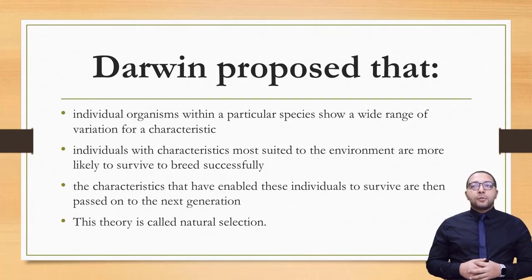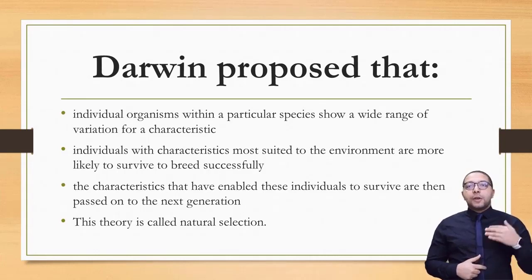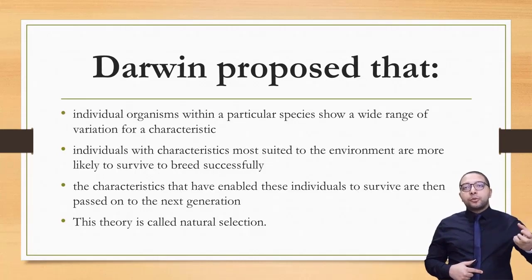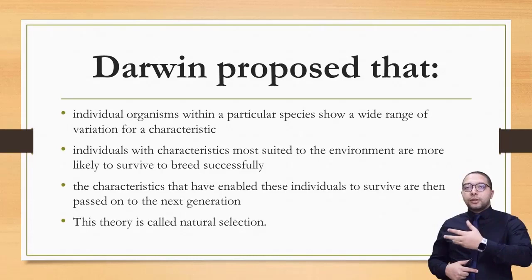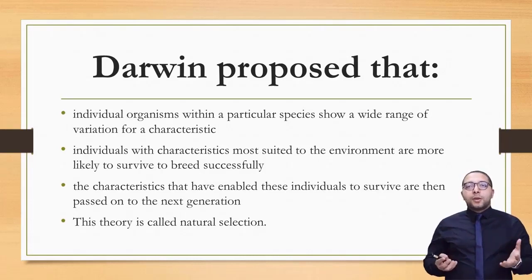Individuals with characteristics most suited to the environment are likely to survive to breed successfully. So if an organism is adapted to an environment, that gives the organism more possibility to grow and breed in order to get more offspring. But if an organism cannot survive in a habitat, it will not be able to breed nor to survive in this habitat, and you're not going to see it anymore.